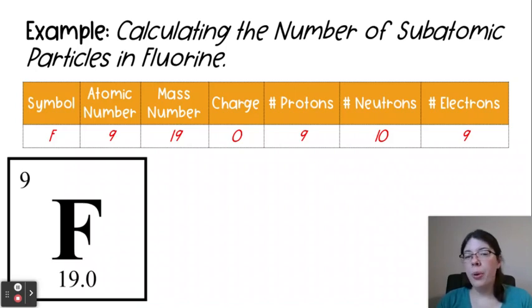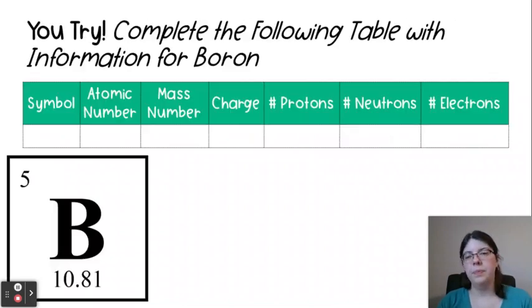So one thing I want to point out here, these numbers do not need to be the same. Sometimes protons equals electrons, but that isn't always true, especially if you have a charge. Sometimes the number of protons equals the number of neutrons, but that isn't always true. As we see here, the numbers are different.